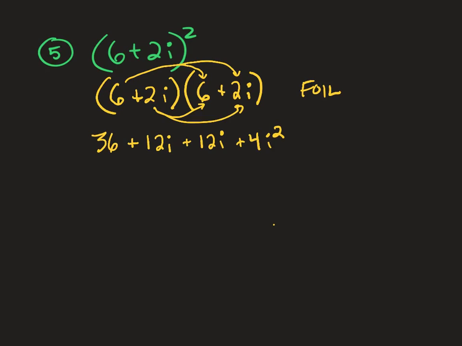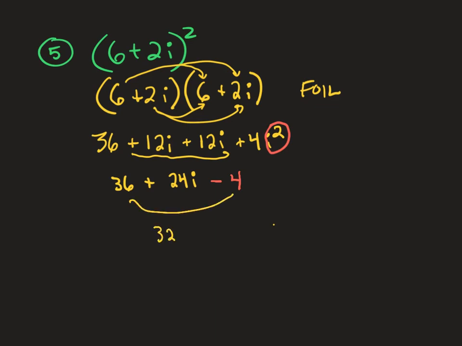You have a few of these where the two middle terms will cancel, but you want to be careful on this one. These two don't cancel. They're both positive, so positive 12 ends up with 24 and i. So 36, positive 24i, and then hopefully you can do this in your head. 4 times negative 1 is going to be negative 4. Put your like terms together. We've got 32 plus 24i, and as long as your i term is second, that's good to go.